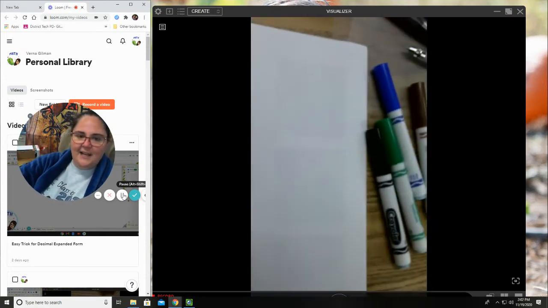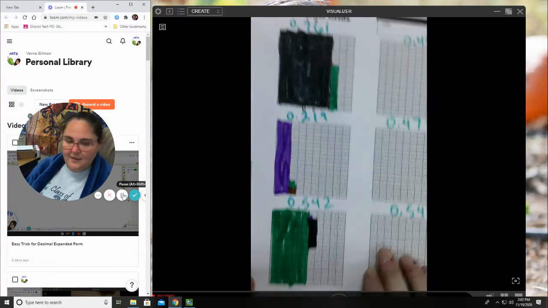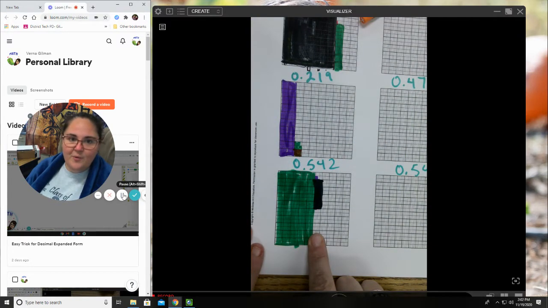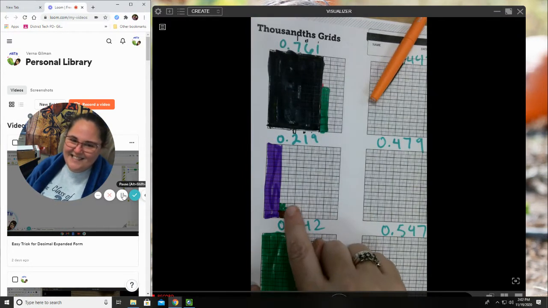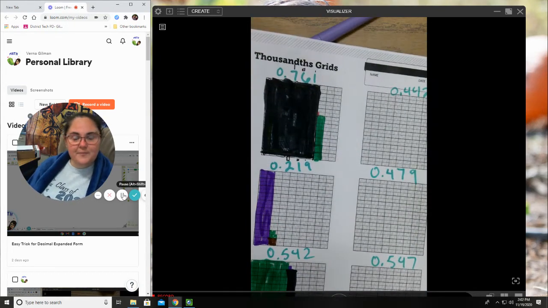That is a fun way to do your shading, and it is a good way to visually see what these fractions do look like. Knowing that 0.76 is a little bit more than half. 0.542, a little bit more than half. This isn't even close to half. So knowing where they are compared to the whole really does help.